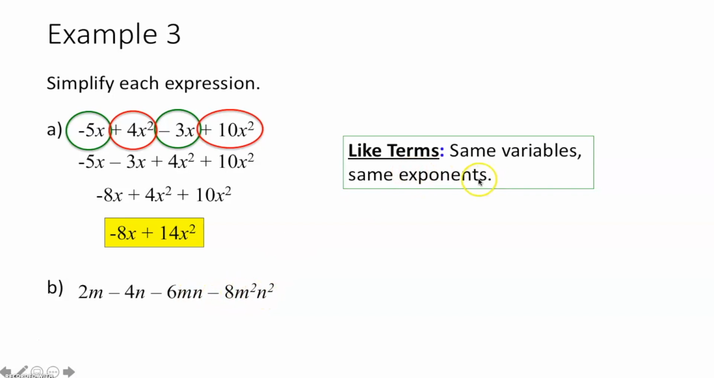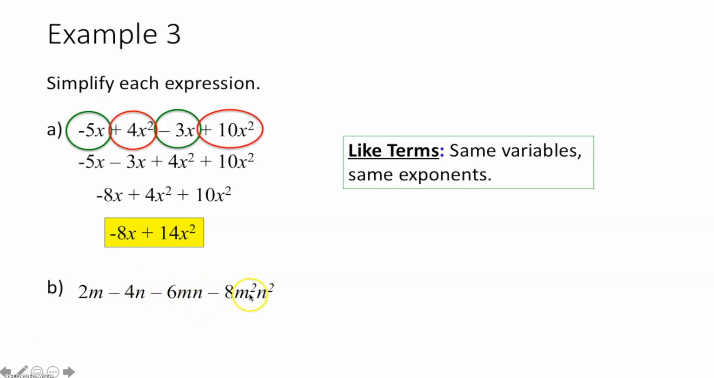So we're looking for like terms, which means same variables with the same exponents. Here we have an m to the first power. Is there another m to the first power? Yes, right here we have m to the first power. However, this term also has an n attached. This does not. Remember, it has to be the same variables. This is an mn, this is just an m. So these would not be considered like terms. This n, same thing here. This has an m now, this does not. So those would not be considered like terms.